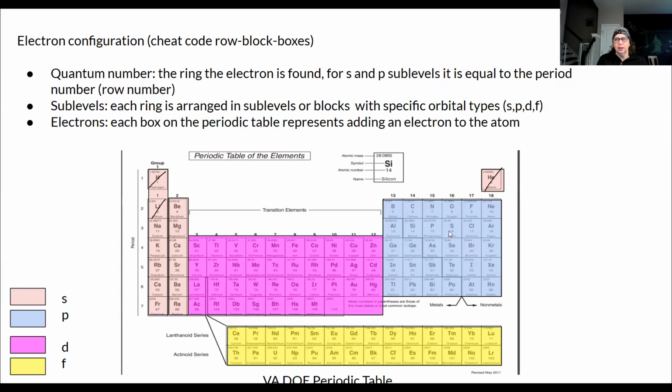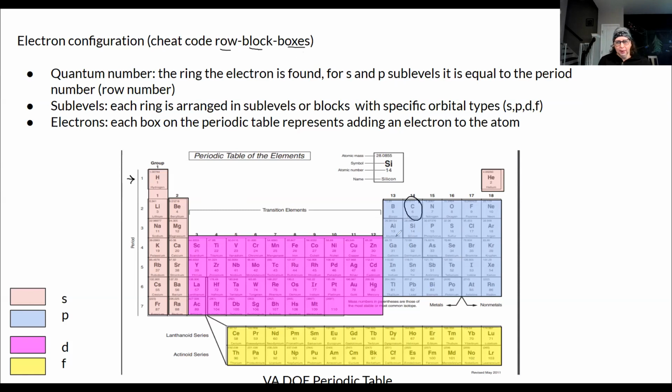So when we do electron configuration, it's kind of like a dance that I call the row, block, box dance, because you're going to keep repeating that same process every time, and you're going to start at row 1. So let's do some practice.